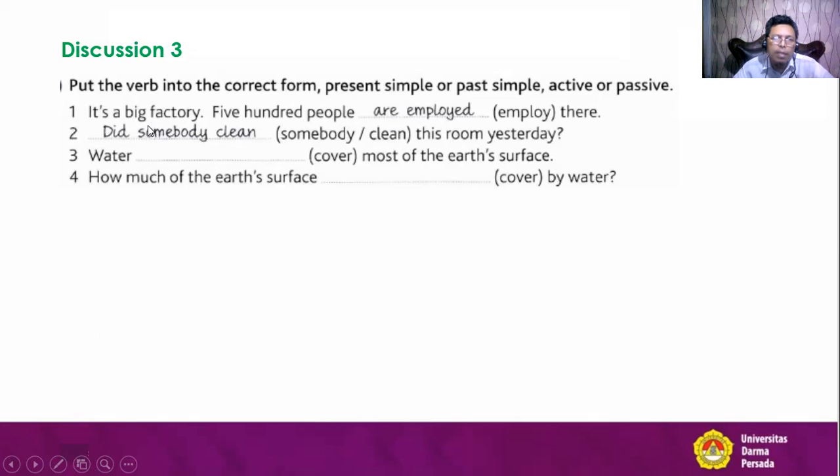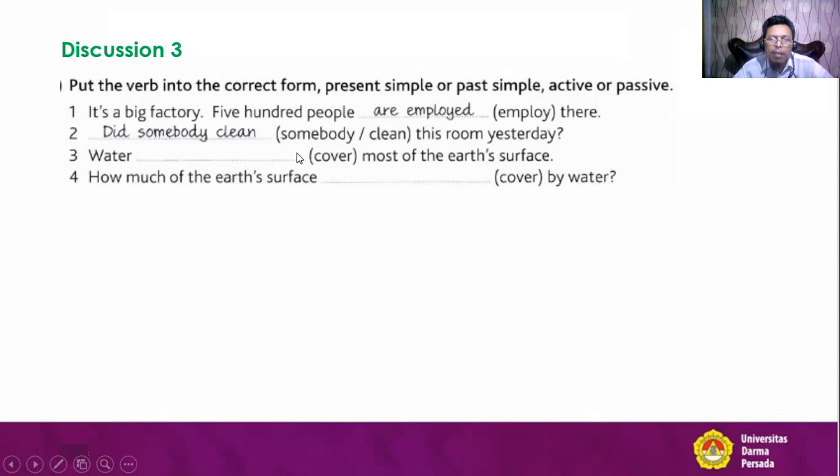Number 2, did somebody clean this room yesterday? Everybody, you are supposed to think about active. So we don't have the combination of to be and then participle, but we have the original pattern of simple past. So we have did somebody clean? Did somebody clean? What about number 3? Water, blah, blah, blah, cover most of the Earth's surface.